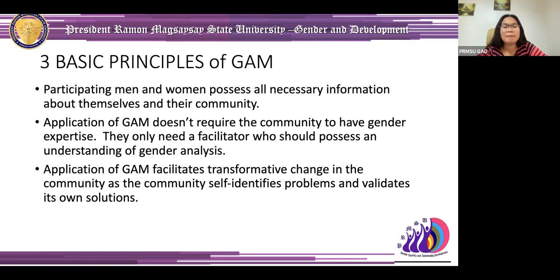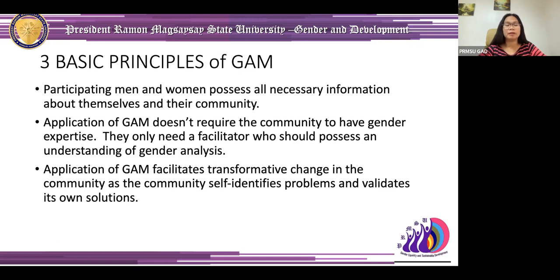Now, application of GAM doesn't require the community to have gender expertise. So kahit po sila, they are not experts about gender. Hindi sila masyado nagtra-training on gender. But tayo po sa PRMSU, our employees, our faculty members are well-trained kapag dating sa gender. So the expertise on gender is on us. Tapos no need naman na they are expert on this as long as the facilitators and then the extensionists are well-versed when it comes to gender and development and when it comes to gender issues and concerns.